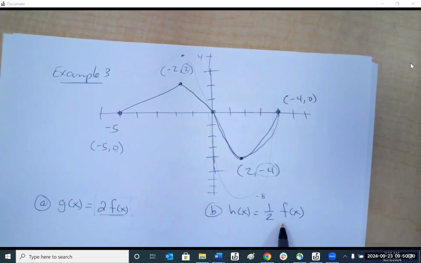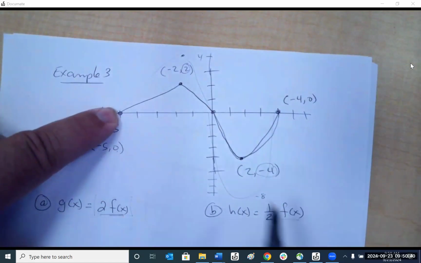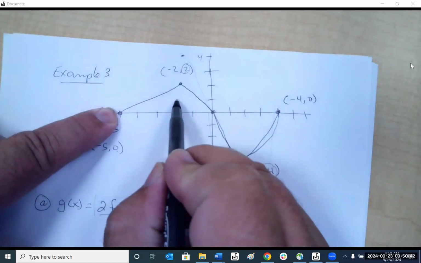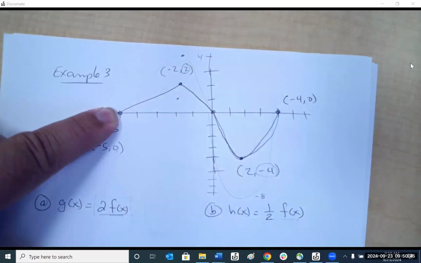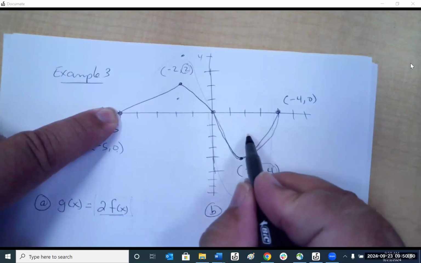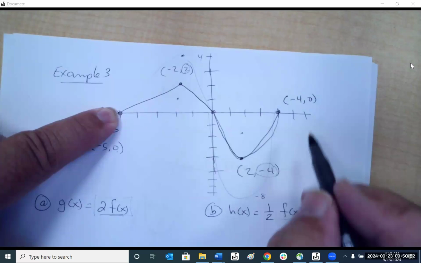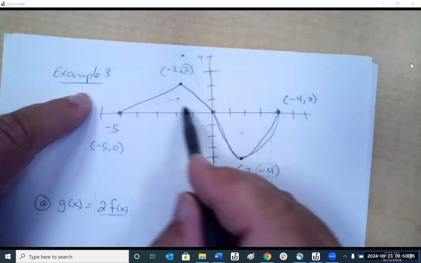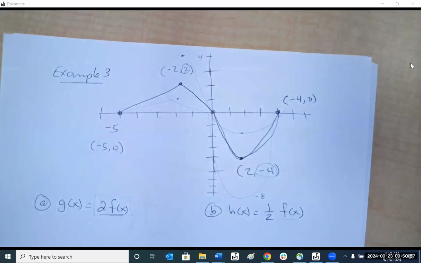What's this one going to do? Yeah, all the y values, divide them by 2. 0 divided by 2 is 0. 2 divided by 2 is 1, so it's down here now. 0, 0. -4 divided by 2 is -2, so it's over here. It cuts it in half. So this next one looks like this. It shrinks it vertically because the outside is between 0 and 1.